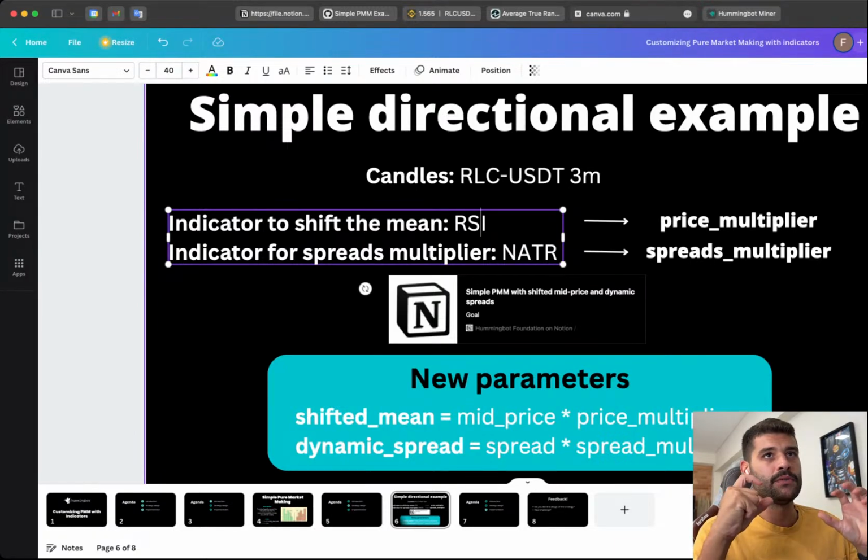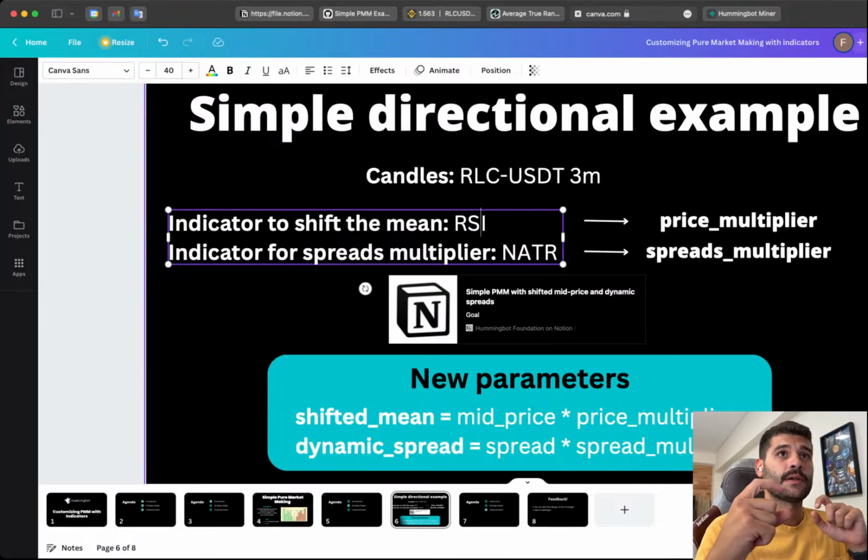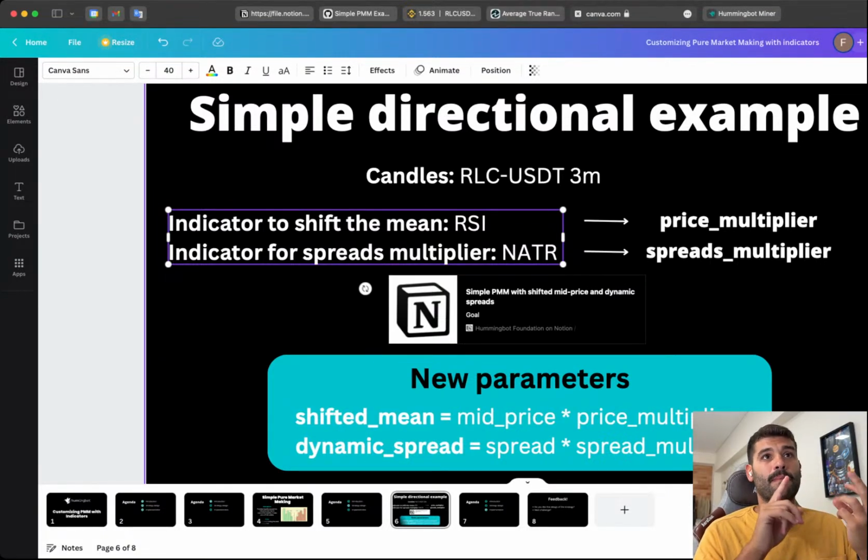I'm going to show you where you can introduce changes to change the indicators that you want to use, and to change how you are shifting the mean and how you are applying a multiplier to the spreads. But essentially, it's like a framework, and you can enter in some specific parts of the code to modify what you want, and that will be working for you.